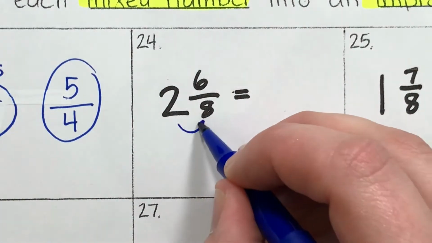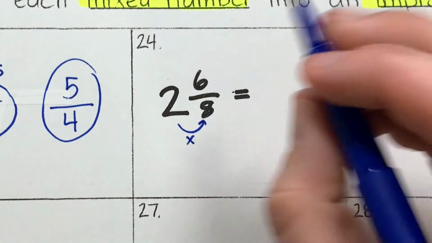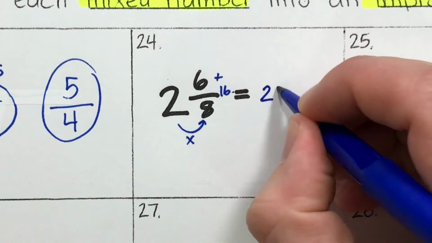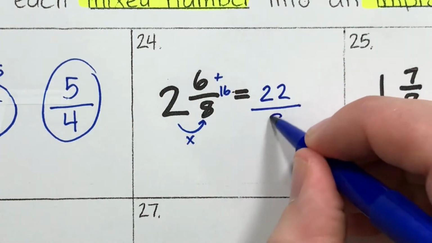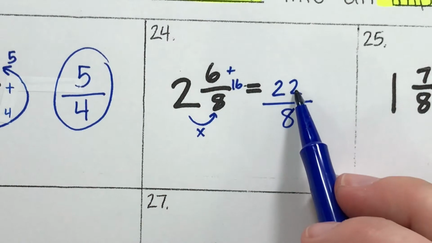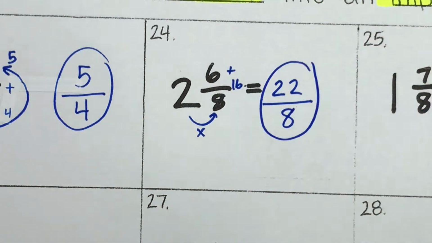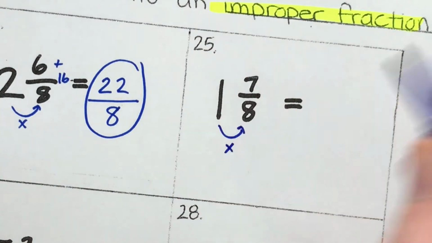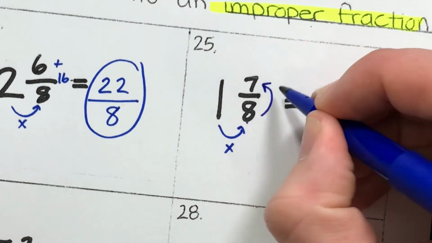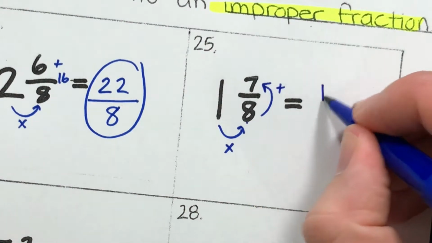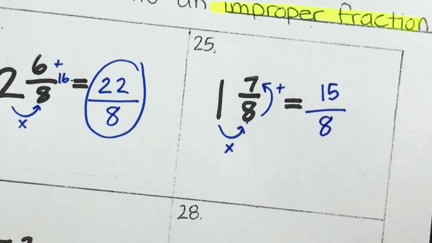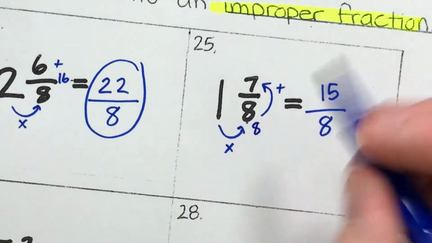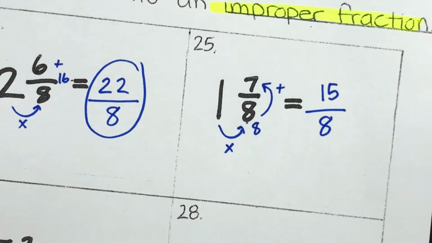Okay. All right. 2 times 8 is 16, and 16 plus 6 is 22. So 22 is our new numerator, 8 comes over as our denominator. All right. Next one. 1 times 8 is 8. 8 plus 7 is 15. Bring over our denominator. Okay, so once again, 1 times 8 was 8, and then 8 plus 7 is 15.